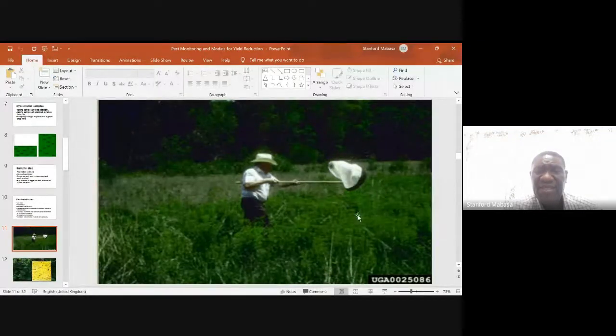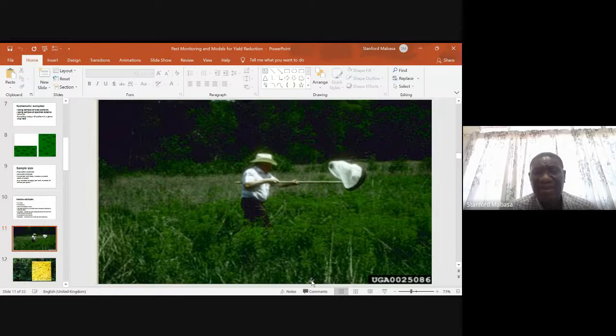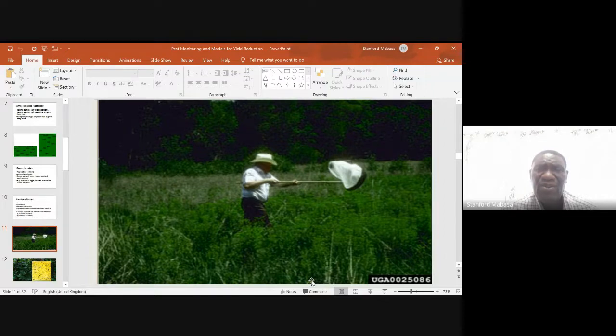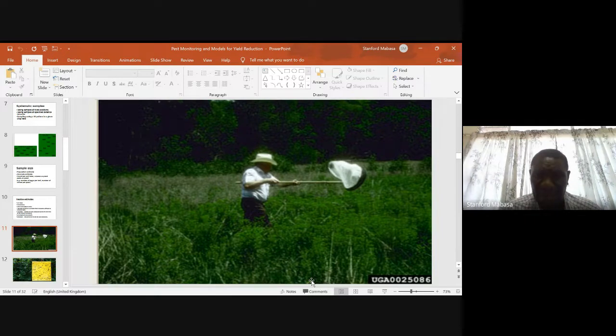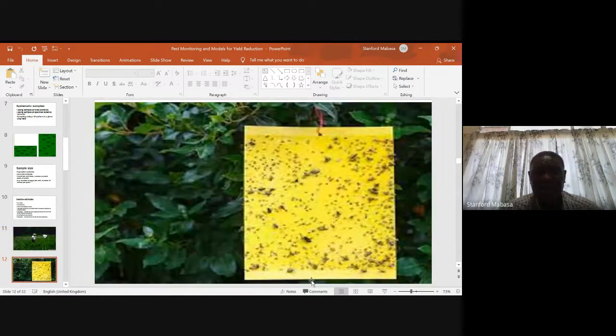So in this picture, we've got somebody who is trying to trap the insects so that we have an idea about what sort of insects are present in a given field. This could be your crop, and you can put these yellow stickers which can trap these insects.